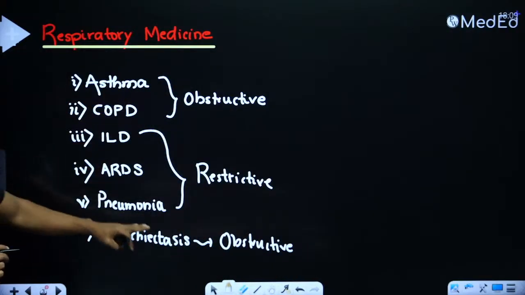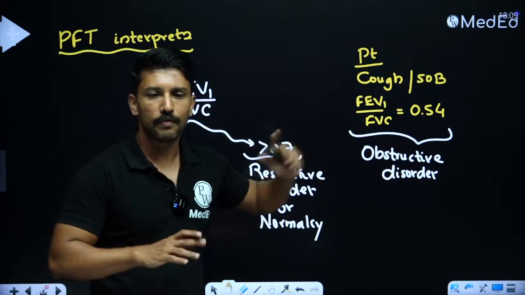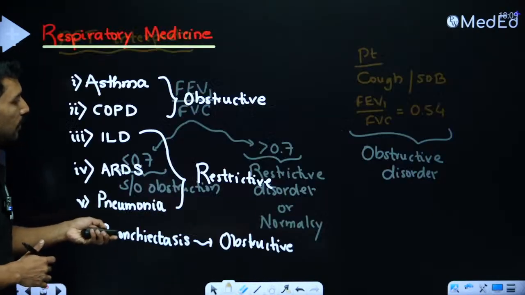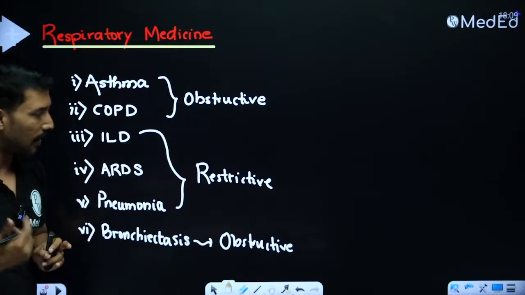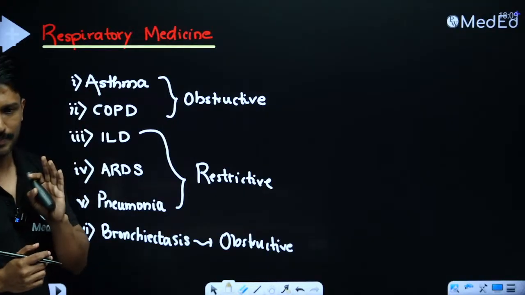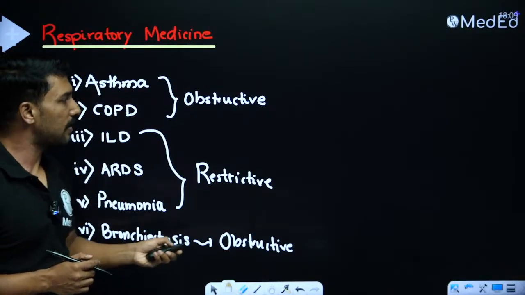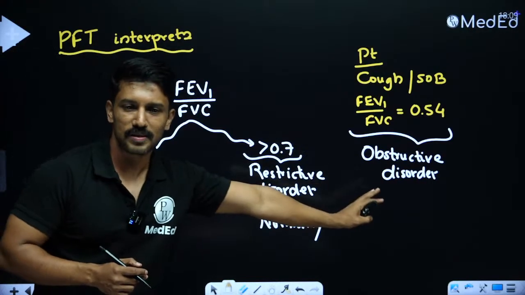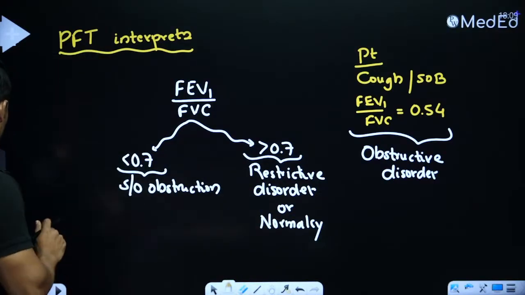Asthma, COPD, bronchiectasis. So the moment I see this picture, I have already ruled out all these restrictive disorders. That patient cannot be having ILD, he may not be having ARDS, he is not a case of pneumonia. Clear? So he can be asthma, he can be COPD, or he can be bronchiectasis. Those three are the differential diagnosis. Clear? Okay. So now we will look at the individual diseases.